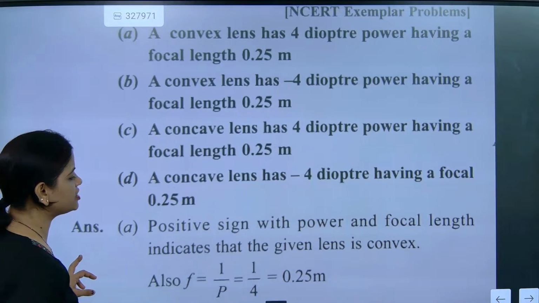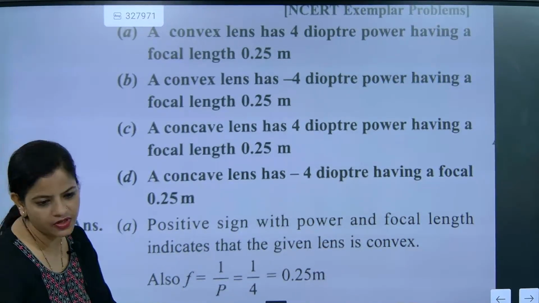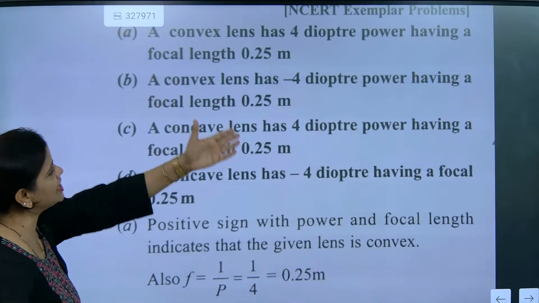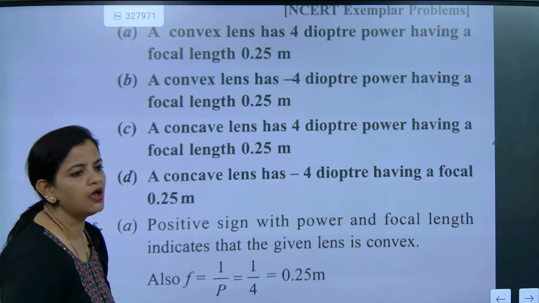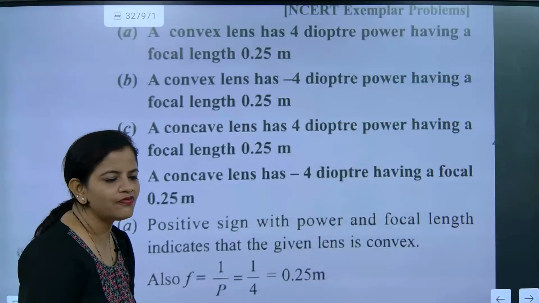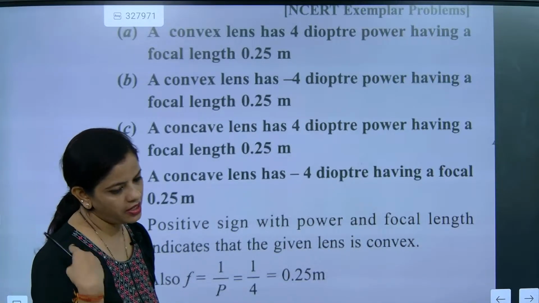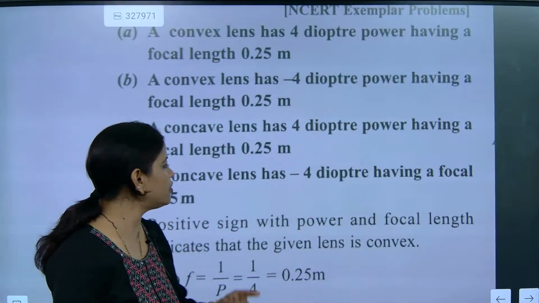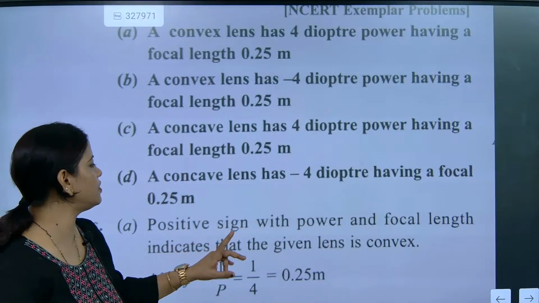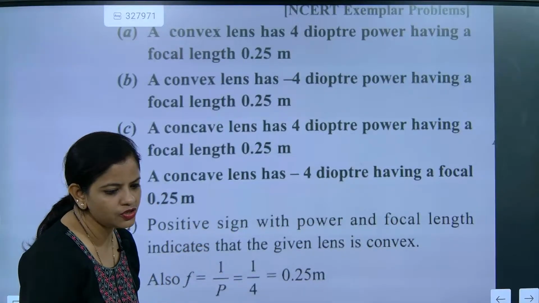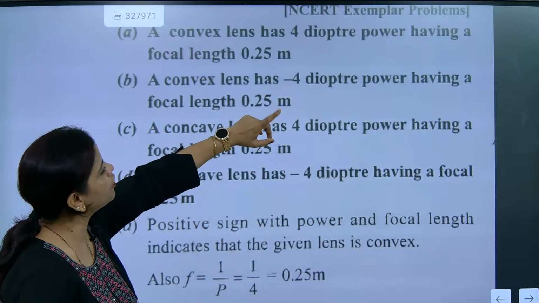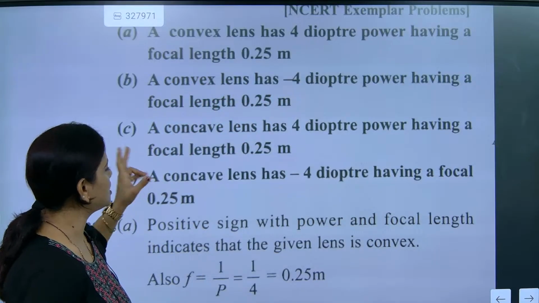Now, please check this one out. How to understand this one? The simple concept I am going to explain to you. A convex lens has 4 diopter power. What is a convex lens? The focal length of the convex lens will be exactly positive. So here you need to see the sign, positive. A convex lens has 4 diopter power, that is plus.